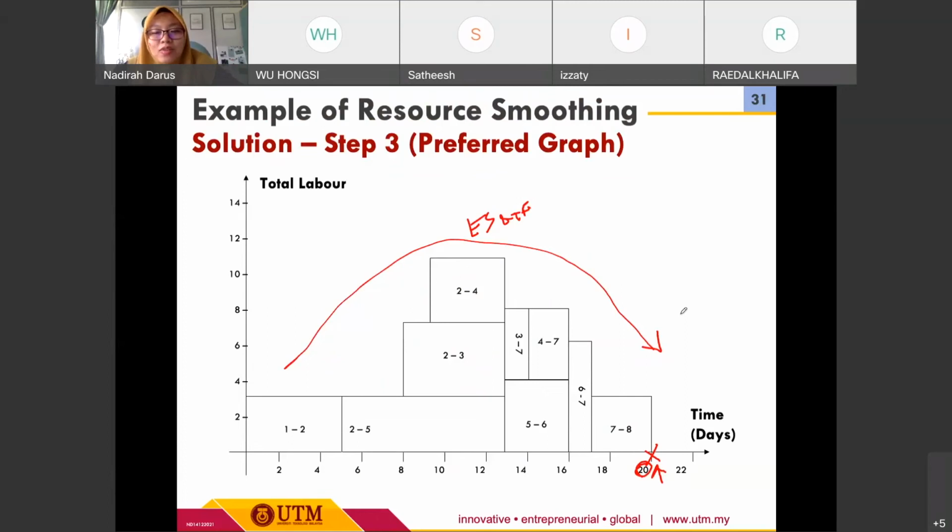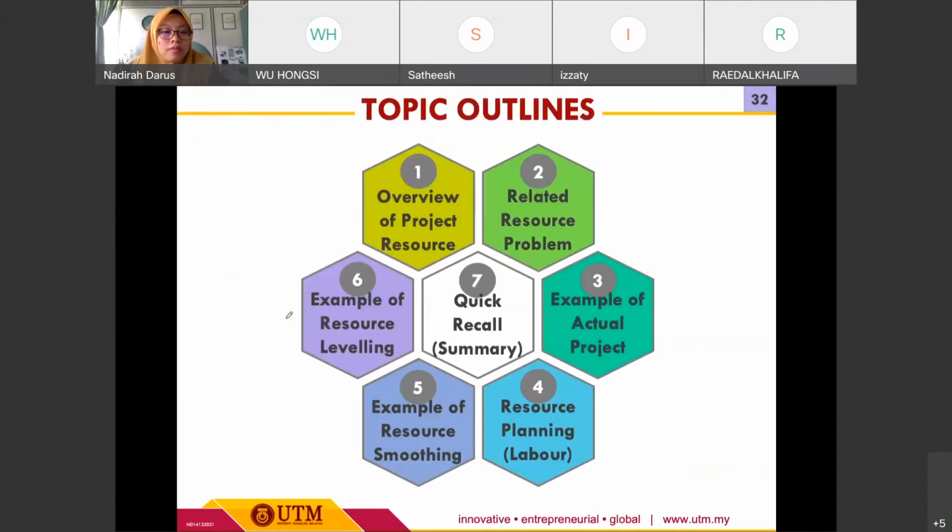All right. So hopefully all of you will be able to differentiate resource smoothing and leveling, right? So it is easier for you to do your own smoothing and leveling. And also, I think this one later on I will confirm whether it will be in your individual assignment or group. Okay.